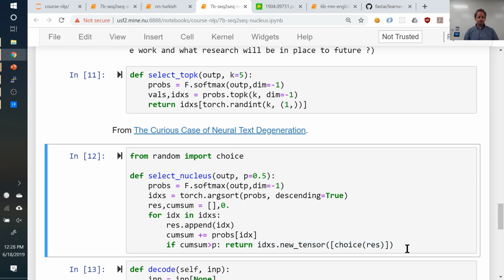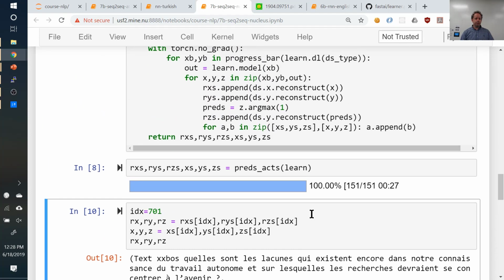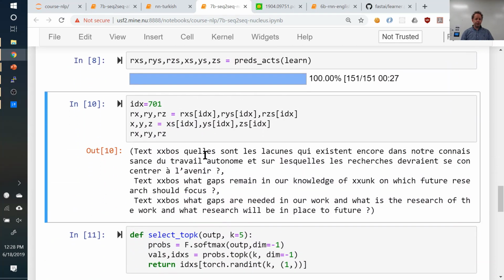And so if we pick the greedy sampling that we used in the previous neural translation lesson with our particularly crappy 5-epoch model, and we try to translate something which is meant to be "what gaps remain in our knowledge of unknown on which future research should focus", the translation for greedy, so kind of top K where K is 1, is "what gaps are needed in our work, and what is the research of the work, and what research will be in place to future." You can see the crappy translation model has this repetition problem.